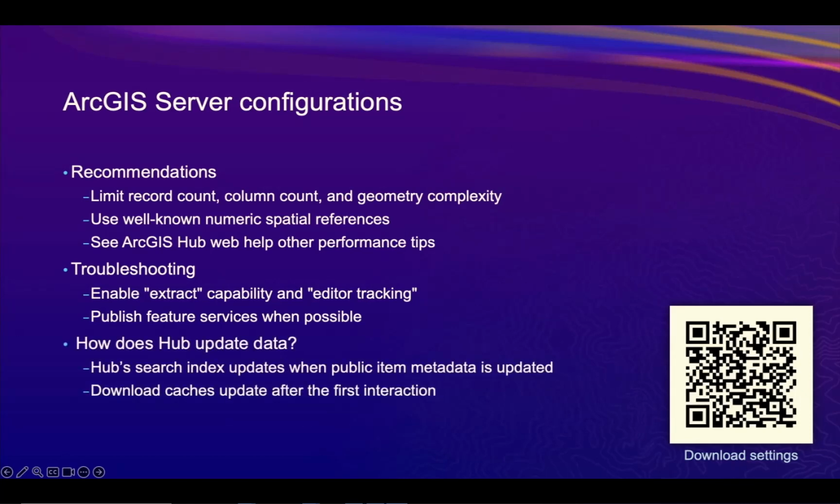The last thing is, how does Hub actually update data? I can give an in-depth discussion at the booth on this, but general things to know are that Hub has its own search index for public content. We're working on making this more and more robust, but any time that the public content's metadata has been changed, Hub will get a notification and we update and refresh our index. So we recommend that when you change data, change the metadata as well. This could be as simple as a description saying this is when the data was updated.